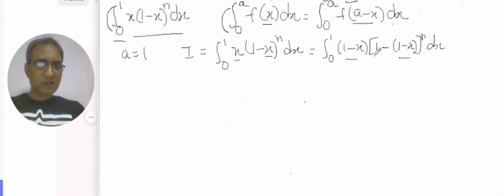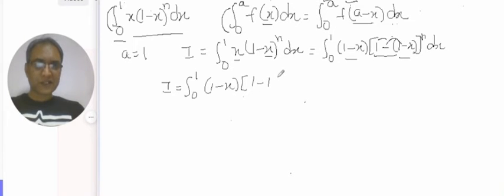Now let us simplify this bracket. So our I becomes integration 0 to 1, 1 minus x. Here, if you open this square bracket, and if you open this small bracket, this will become 1 minus 1. Then this minus into minus will be plus x raised to the power n dx.